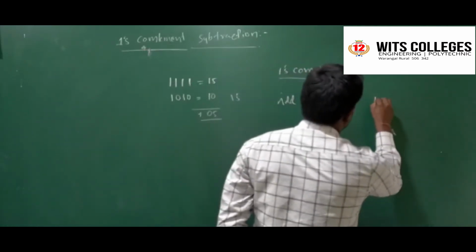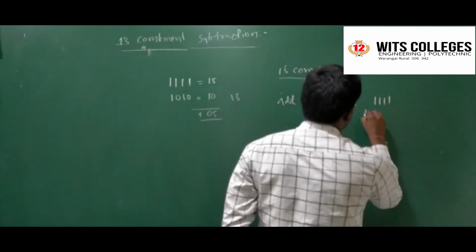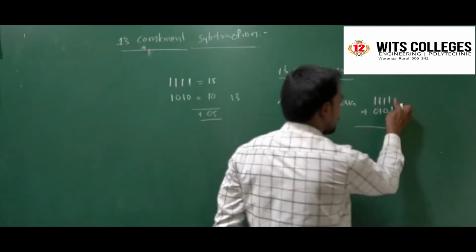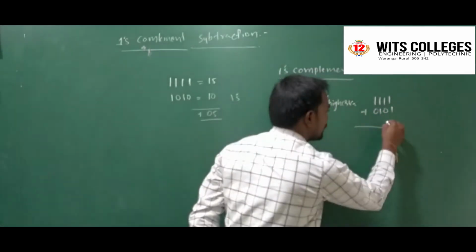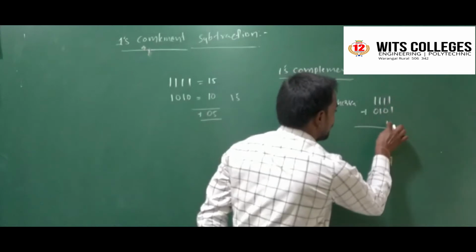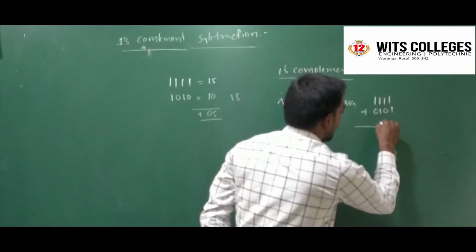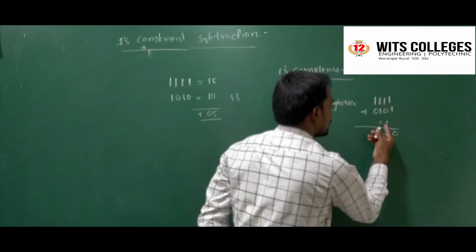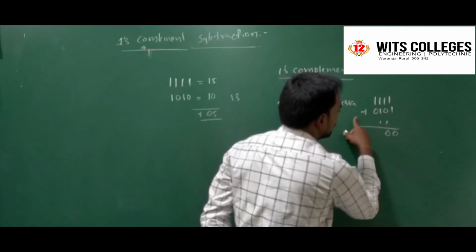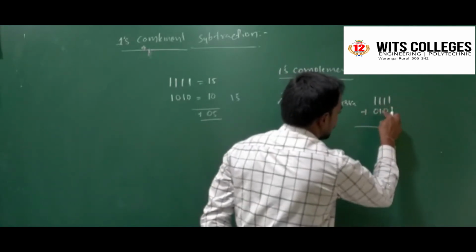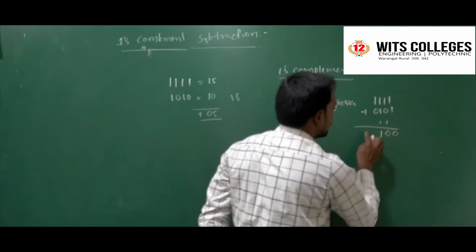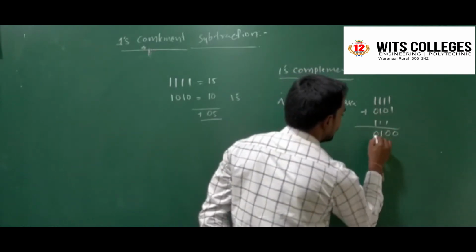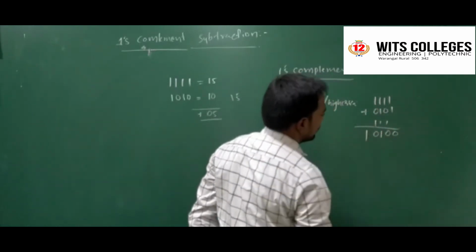So that is 1111 plus 0101. Then 1 plus 1 is equal to 0 and carry, 1 plus 1 is equal to 0 and carry, and 1 plus 1 is equal to 0 and carry will be generated. 0 plus 1 is equal to 1 here, and this carry will be forwarded, and 1 plus 1 is equal to 0 and carry will be generated.